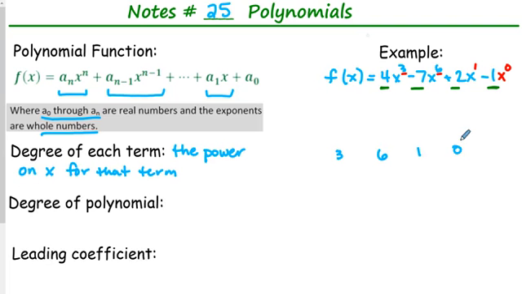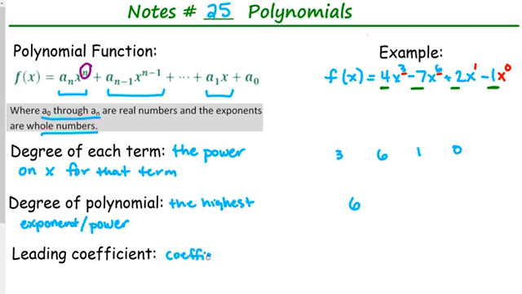Now let's talk about the degree of the polynomial. That would be the highest exponent or degree. The highest exponent or power, I should say. So, if we look at my example, 6 is the highest one, so the degree of the polynomial is 6. If we're looking at the general equation, then n is the highest one, so the degree of that general one is n. The leading coefficient is the coefficient on the term with highest degree.